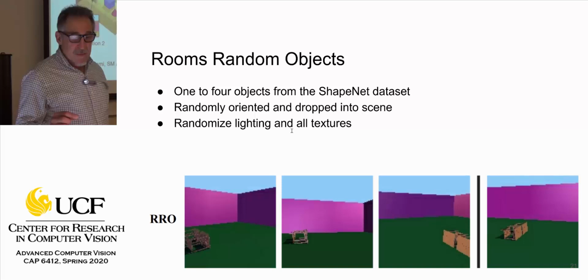Rooms random objects. So this is one of 4 objects from the ShapeNet database, and they're randomly dropped in the room. And the lighting, again, the lighting and the textures are randomly generated. And the constraint here is that the objects that are randomly dropped do not land in such a way that's physically impossible. I think that was the only constraint to this one, similar to the hand.